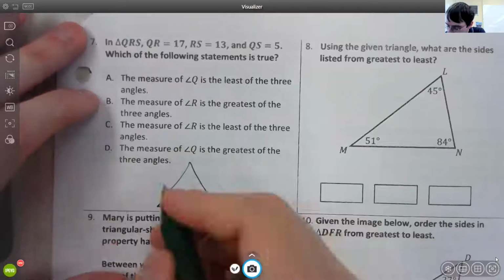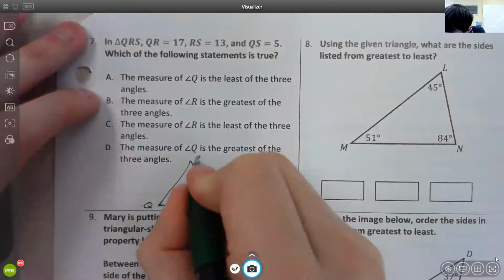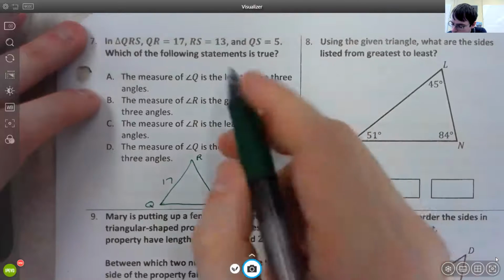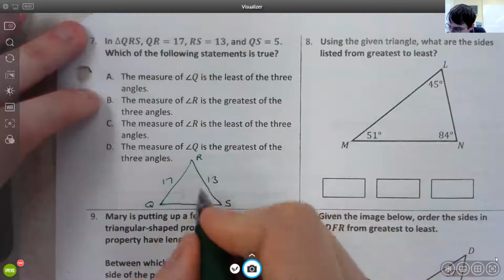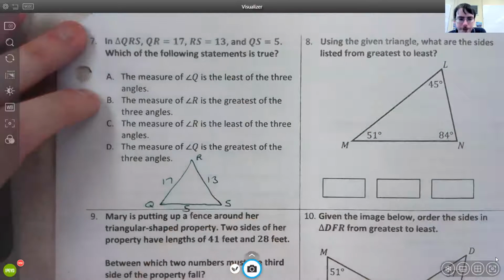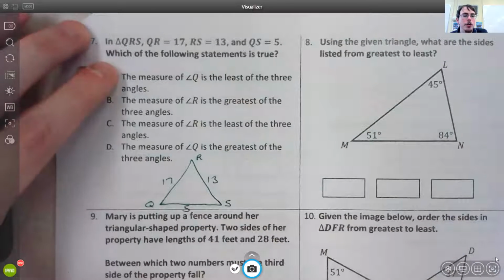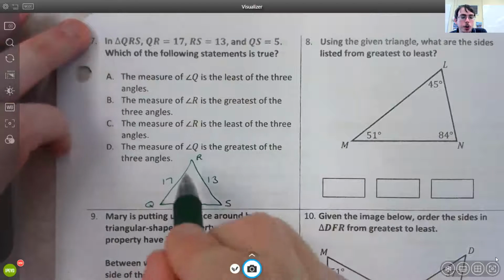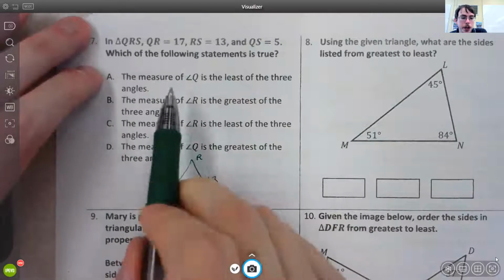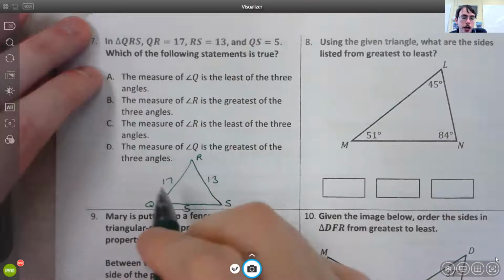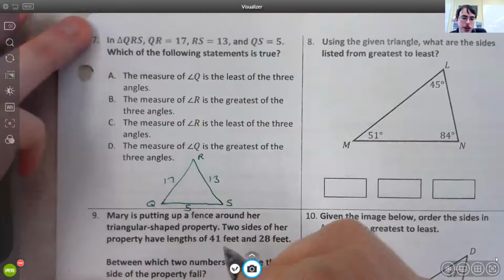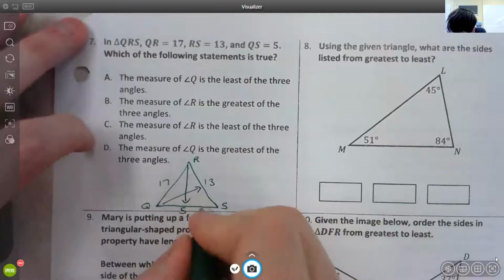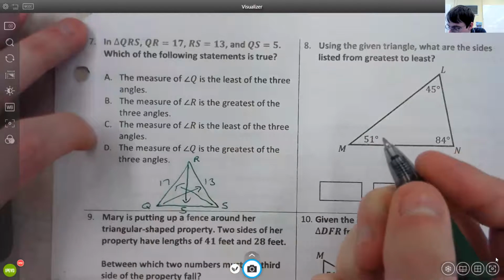So this is triangle QRS. QR is 17, RS is 13, and QS is 5. Now, what I'm going to do is look and order these from least to greatest. You don't have to do that. You can just check each one. But I'm going to do that just to make it a little bit easier. So R is opposite 5, Q is opposite 13, and S is opposite 17.